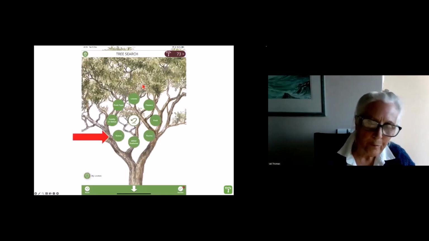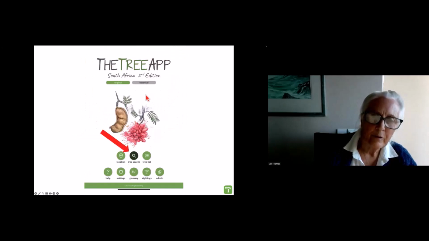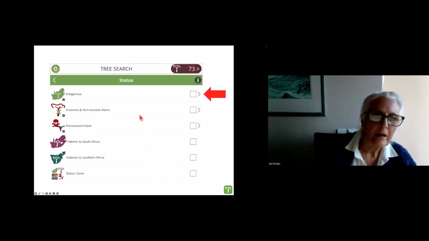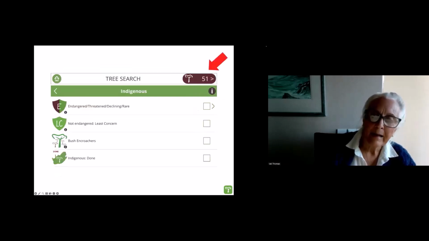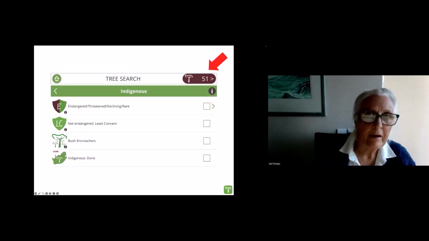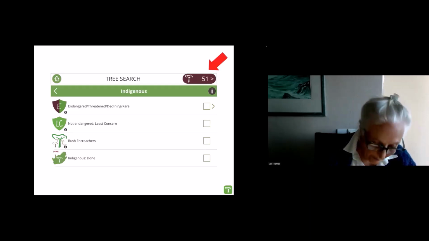And here we've gone past our home screen and we've gone on to our tree search. Here is status on that tree search. And if we click on status, we find that the top bar is indigenous. And we want to click on that. Now, this is actually taken from Plettenberg Bay. And I've now clicked in Plettenberg Bay on only 73 compound leaves. And by clicking on indigenous, it immediately comes down to 51. We actually only have 51 indigenous trees in the Plettenberg Bay area that are a compound leaf.